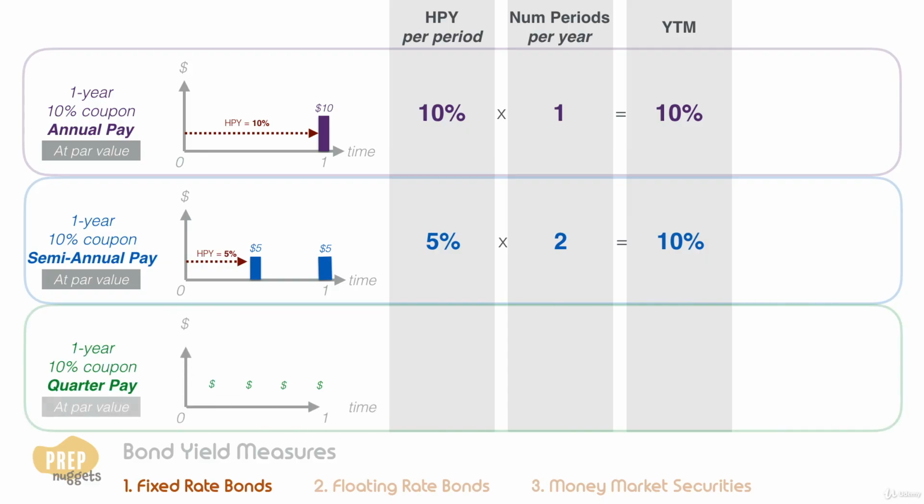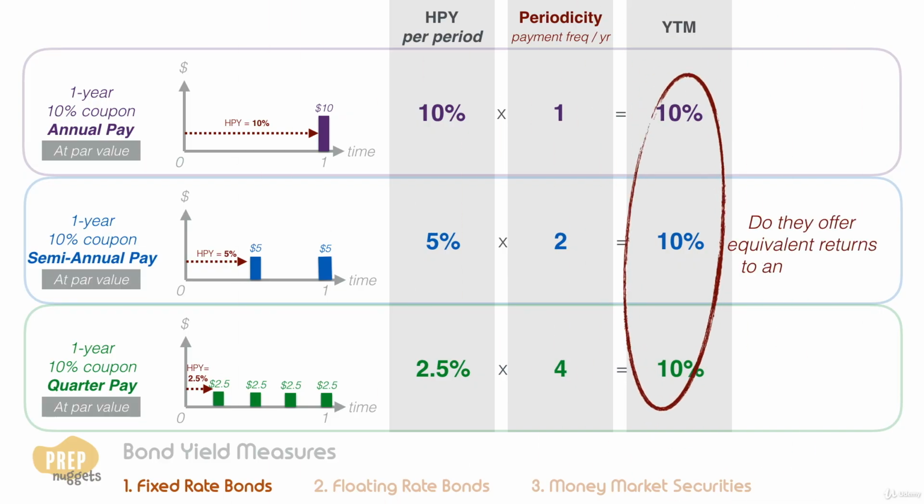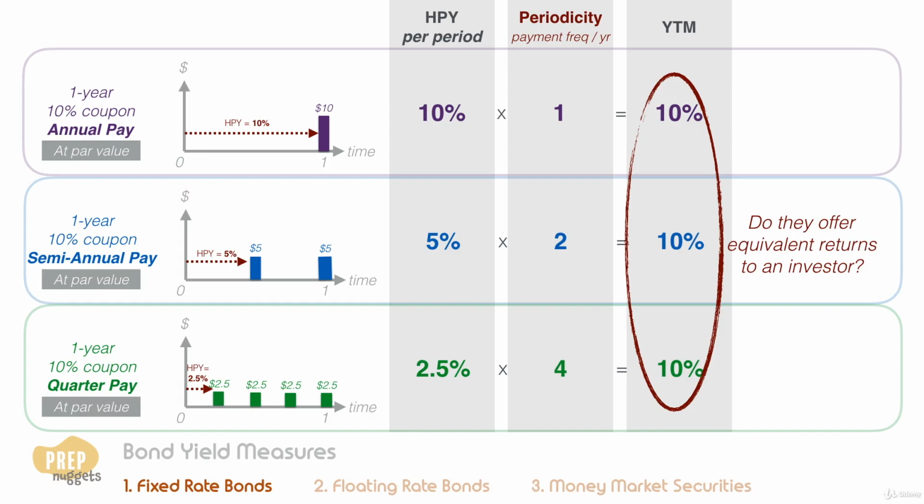And for the same bond which pays quarterly, its holding period yield for a quarter is 2.5%. The yield to maturity is equal to 4 times this rate, which again is the coupon rate of 10%. How frequently coupon payments are made is referred to as the periodicity of the annual rate. So, given that they are essentially the same, offering the same yield to maturity of 10%, do these bonds offer equivalent returns to an investor?